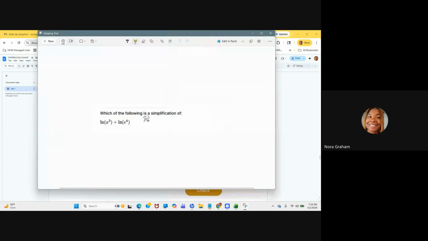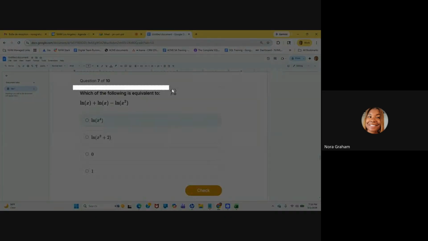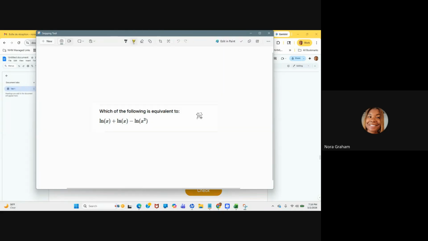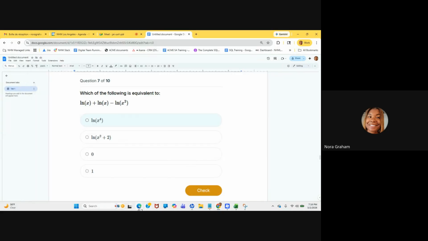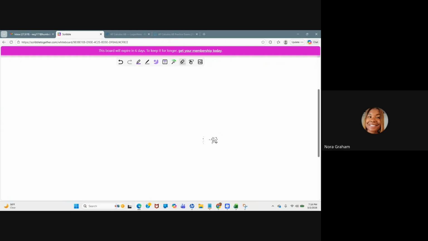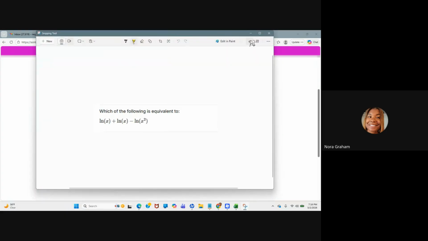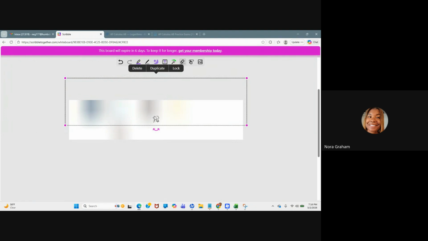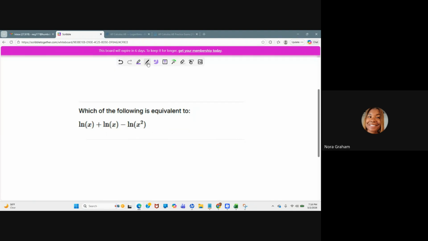Number 7. Which of the following is equivalent to this? So again, we're just solving down. Oops, sorry. Let's go ahead and do that.